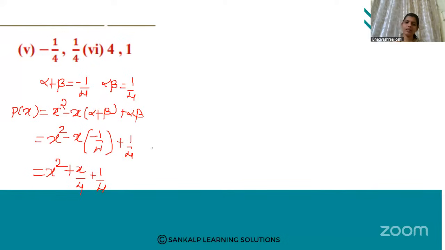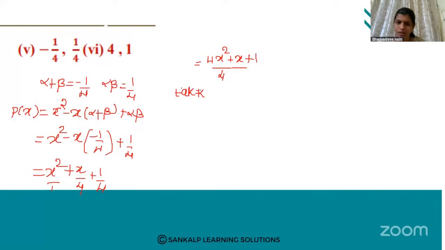Now, dear children, what is LCM here? 4, here also 4 is there, here also 4 is there, here 1 is there. That means 4 is LCM. So 4 is LCM means in the first term, I need to multiply by 4. Then I will get 4x square plus x plus 1. Next step, take one constant term k.